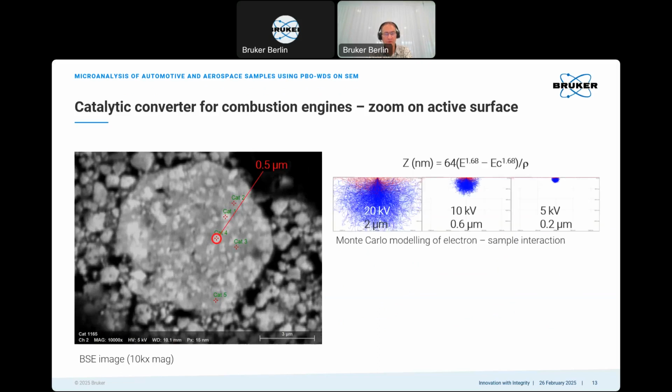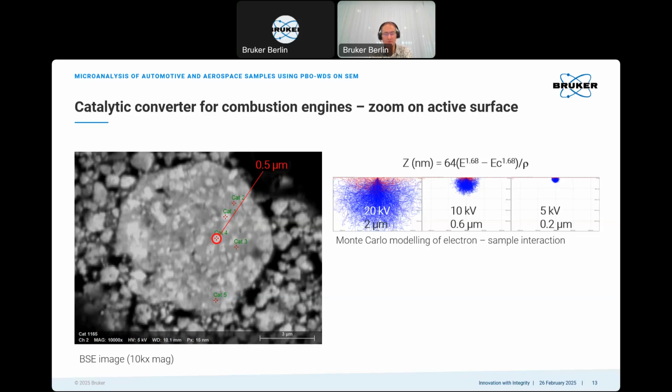So we know that the acceleration voltage is of importance. We have to confine the acceleration voltage to decrease the interaction volume. From the equation of Anderson and Hassler, 84, or Monte Carlo modeling, we can estimate the interaction volume. Using 20 kV, we have an interaction volume of 2 micrometer, which is too large to separately analyze the small particles.